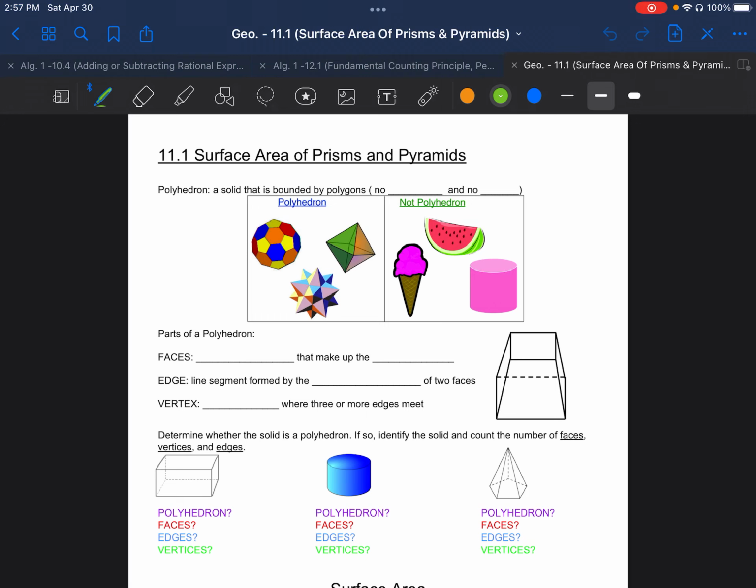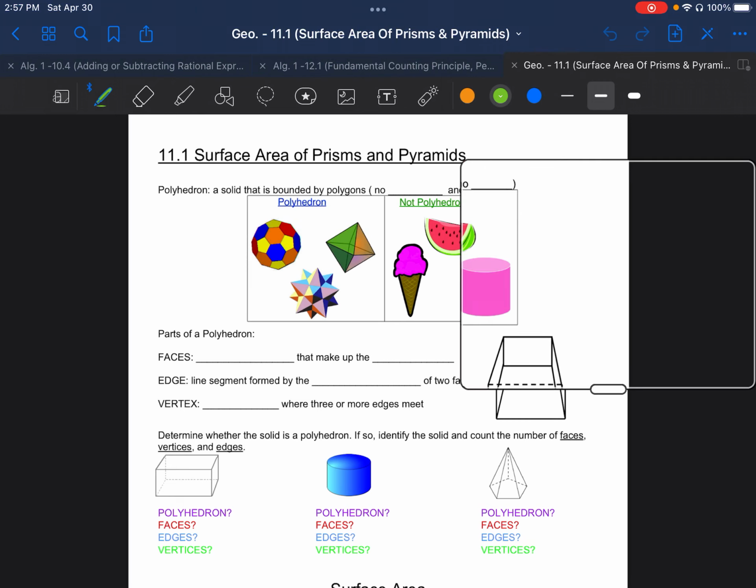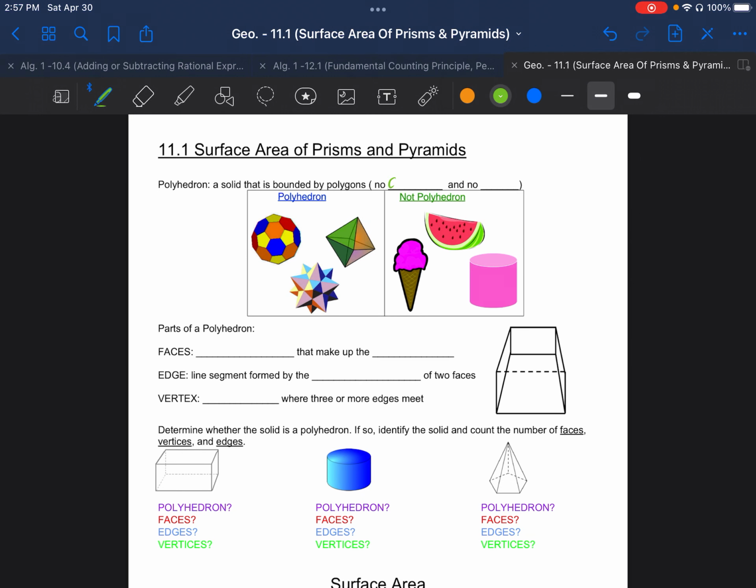We've been talking about just 2 dimensions this whole time, like squares or rectangles or circles or triangles, you name it. Now we're going to talk about ones you would see and you could actually hold with your hands. So a polyhedron is the name of this, and it's a solid that is bounded by polygons. And there are going to be no curves, and no gaps, which are the rules that we also have for polygons in general.